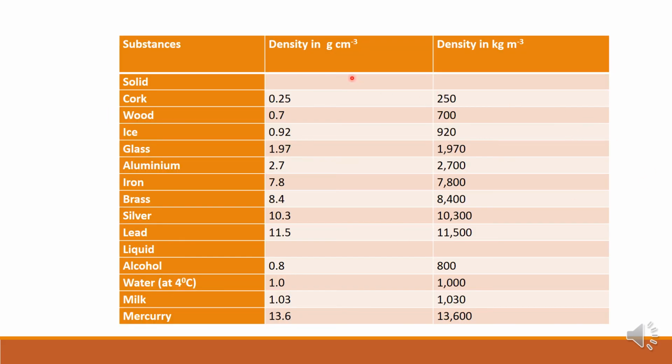Now this is a table in which the density of certain substances is given. So you can see that mercury density is 13.6 in gram per centimeter cube. So among liquids, mercury is the densest. And among the solids, see which is the densest? Lead is very dense, lead. And cork is, see, very less density. Cork is less dense, 0.25, than water also.